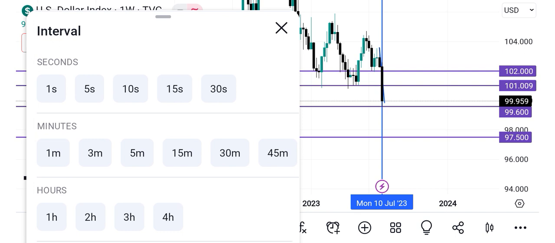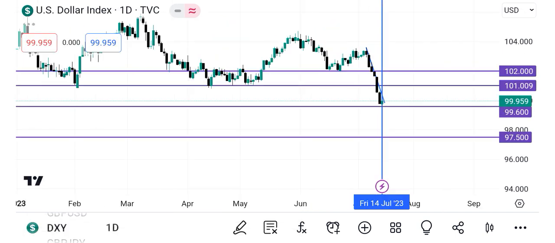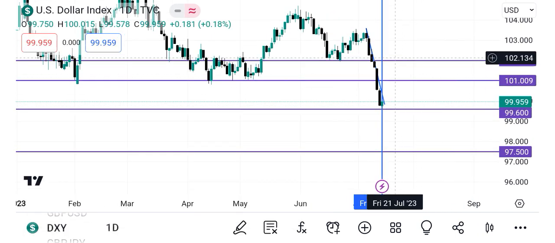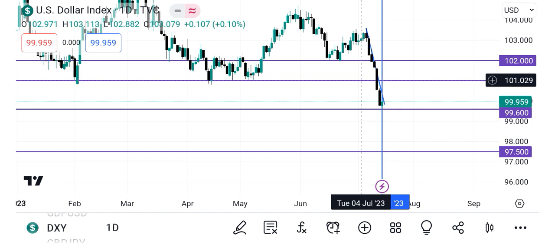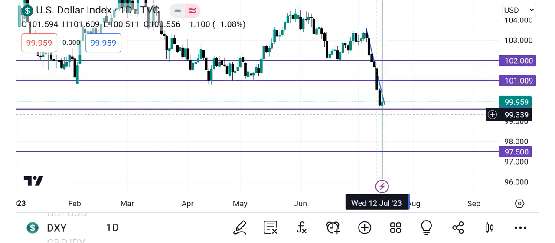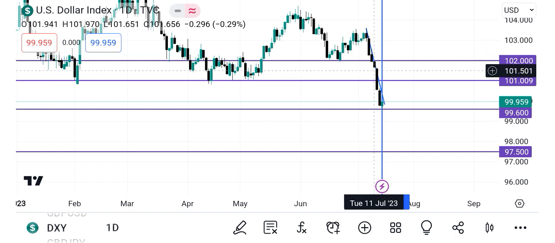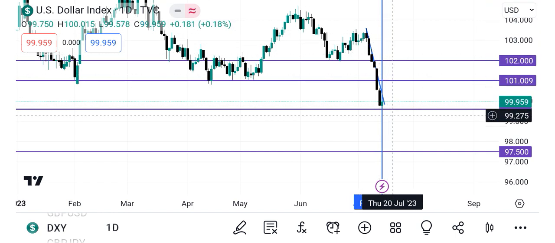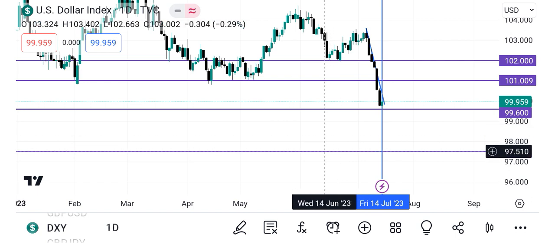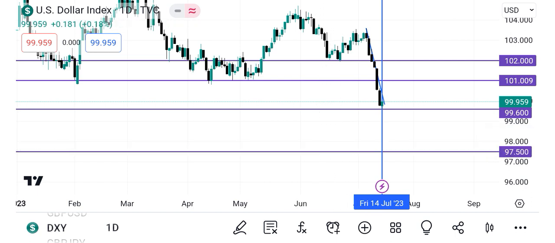Moving over to the daily time frame, price broke this level, which we had been anticipating, and now it is down here, and that level is rejecting off this level. However, we won't jump in to say that the DXY is going bullish again. It could still come back down to break this 99.600 and move over to 97.500.